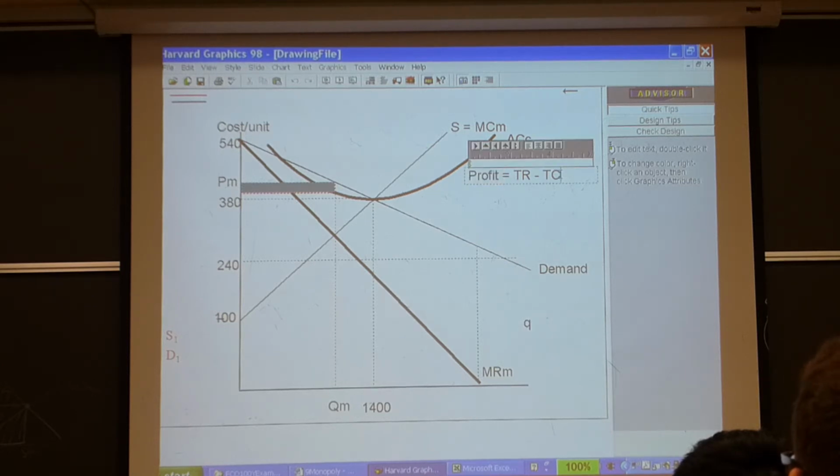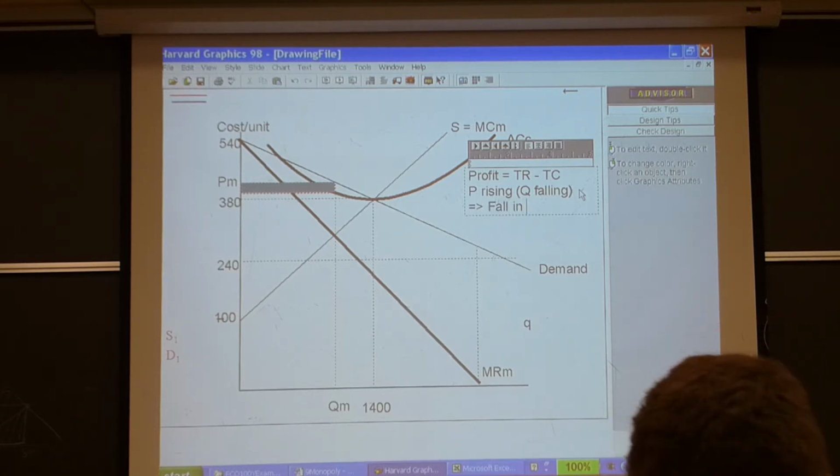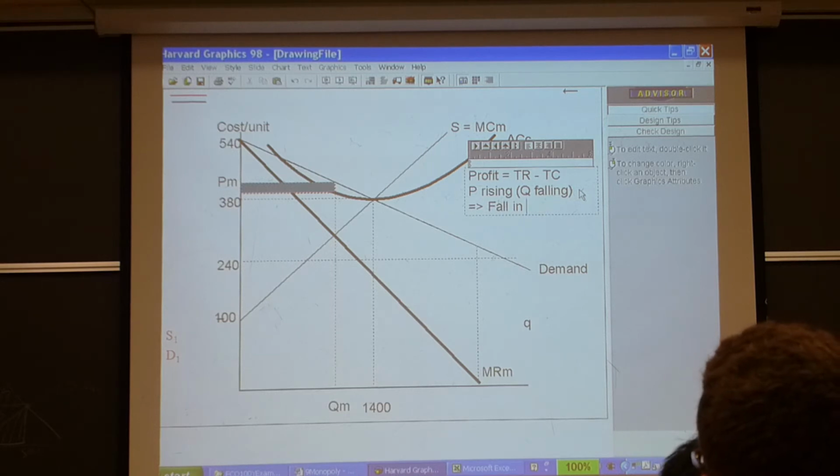So, P increasing, Q falling. I'll do it, actually change it. P rising, Q falling always implies, there could never be an exception, a fall in total variable cost, or variable cost, okay? That could never happen, change.